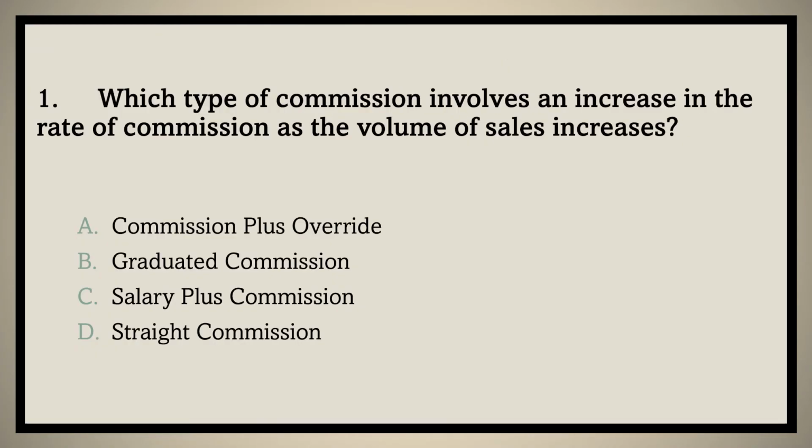One, which type of commission involves an increase in the rate of commission as the volume of sales increases? A. Commission plus override. B. Graduated commission. C. Salary plus commission. D. Straight commission. The answer is graduated commission. In a graduated commission structure, the salesperson's commission rate increases as they reach specific sales targets or milestones. This means the more they sell, the higher percentage of the sale they earn. This incentivizes salespeople to push for higher sales volume.